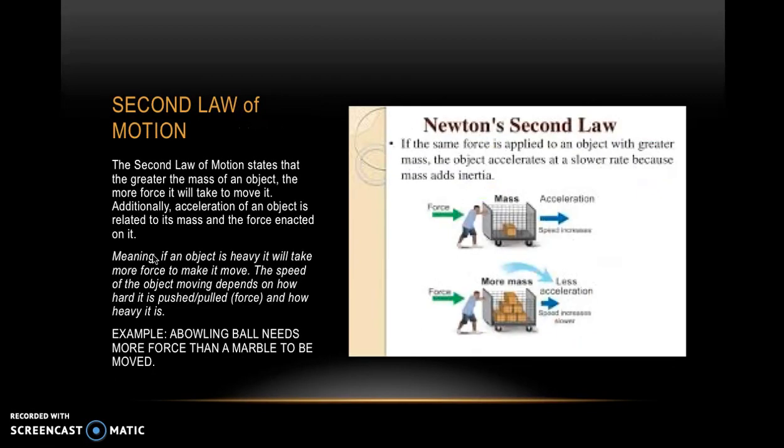The second law of motion states that the greater the mass of an object, the more force it will take to move it. Additionally, the acceleration of that object's movement is related to its mass and the force enacted upon it. Meaning, if an object is really heavy, it's going to take a lot more force to get it moving than if it were lighter. And if an object is lighter, it's more than likely going to be moving faster, given the same amount of force as it would have on a heavier object.